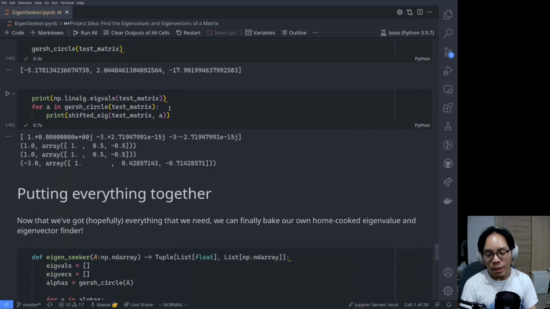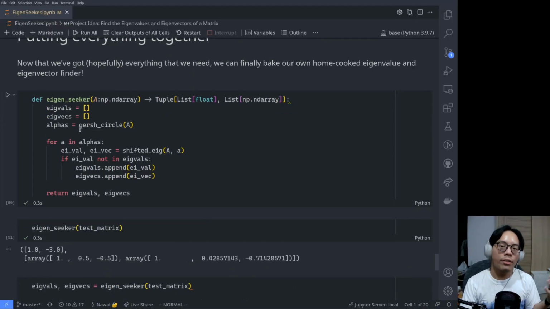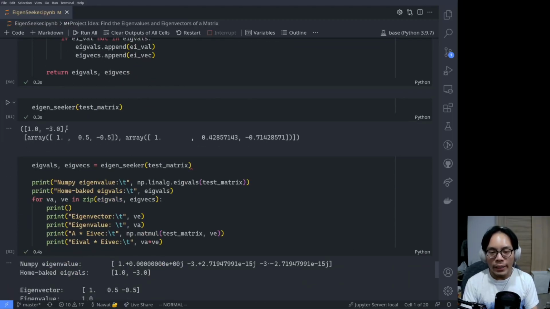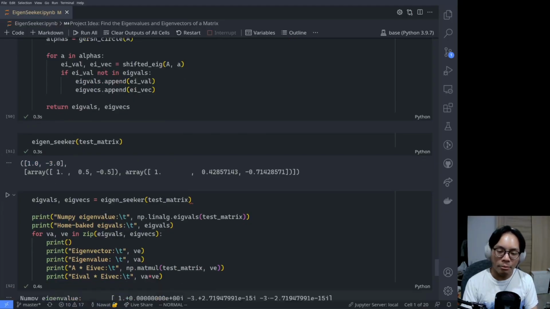Okay. Anyway, moving on. We can put everything together into a function called EigenSeeker, which is also the name of the project. Basically what it does is it finds the alpha values using the Gershgorin circle theorem, and then it performs the shifted inverse power method on the given alpha values, and then adds it to the set. Well, the quote-unquote set. It's actually a list, but you know. And then finally, you will get a tuple where the first one is a list of eigenvalues and the second one is a list of the eigenvectors that correspond to the eigenvalues.